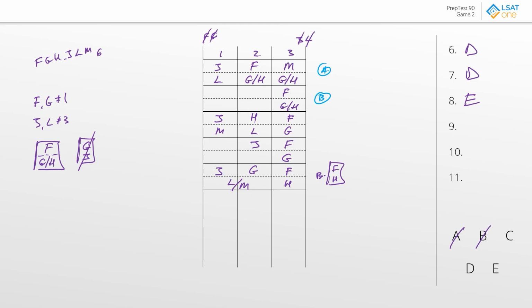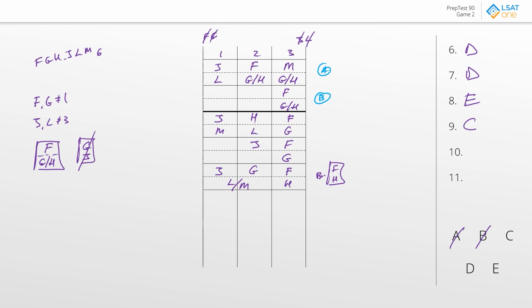Answer choice C, J plays in the first game. Oh, hey, there it is. Yeah, you'll notice that no matter what, whether we're in template A or template B, J is in game number 1. So the best answer to question number 9 is C.